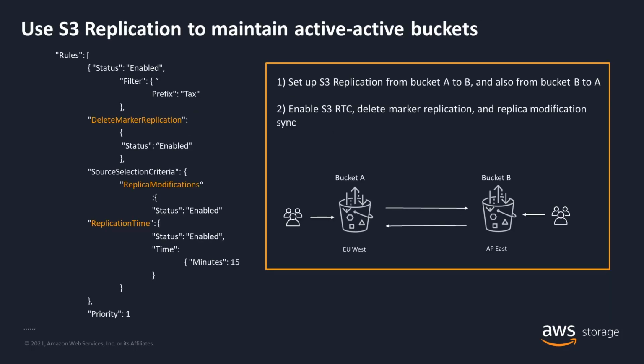Here on the left is an example of a replication configuration that you can use to maintain two active buckets, where users are reading and writing to both regions, EU West and AP East, and both buckets are acting as the primary. The two-way replication rules keep objects and object metadata in sync between the two regions. Notice the three options that we have enabled in the replication configuration. They're all highlighted on the left-hand side. We have delete marker replication, replica modification sync, and replication time control.